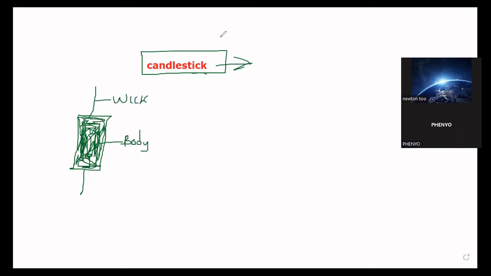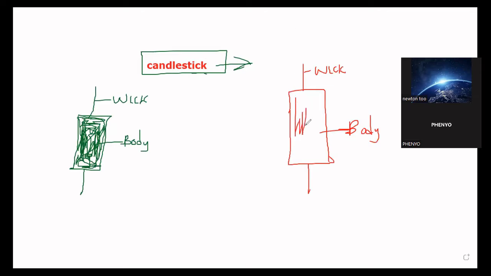Then let me draw a red candle. Okay, then we have here a red candle. This one is called a body, and it's called a wick. Yeah, it's called a body and it's called a wick. Let's shade it, it's not very clear, but you can just shade it.